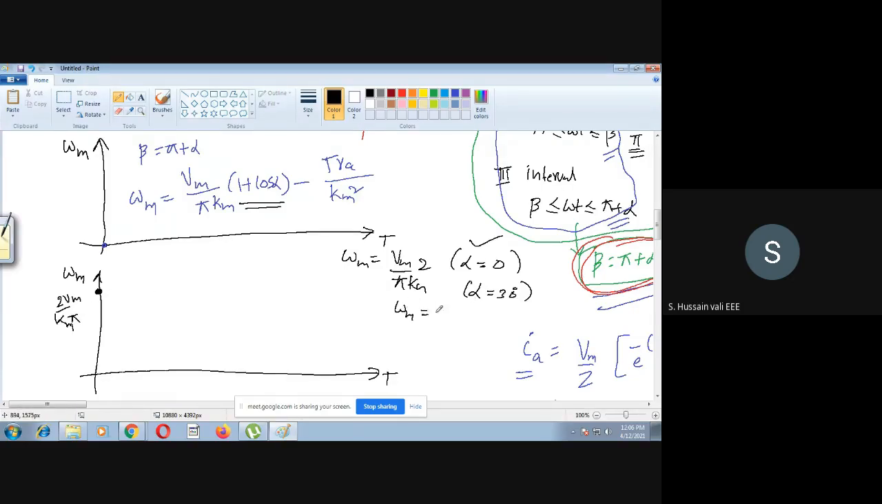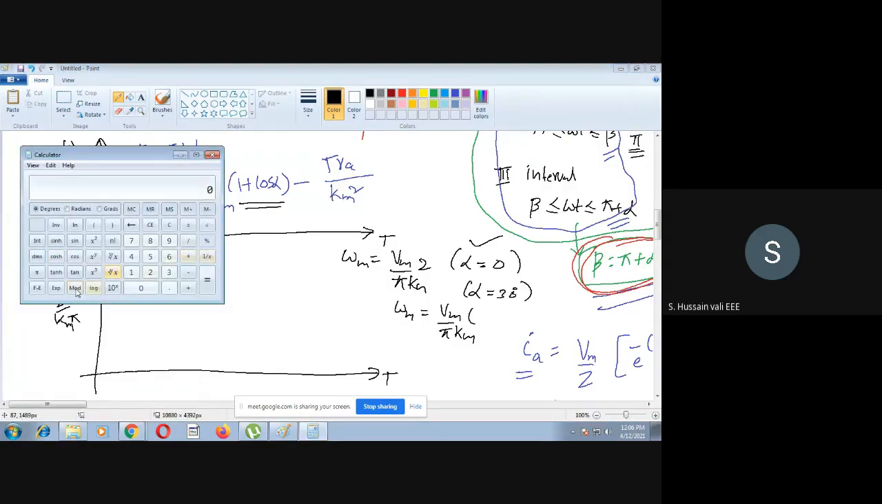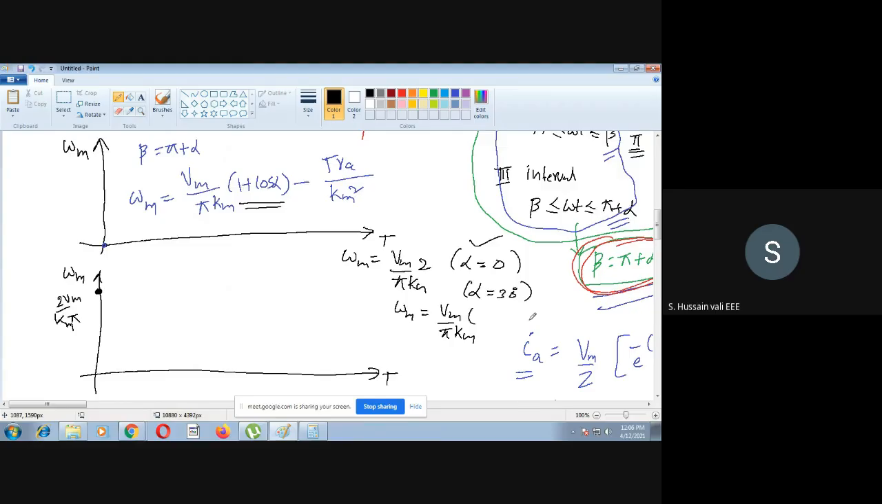In that case, what is omega m? It becomes Vm by pi km. What is cos 30? Root 3 by 2. 1 plus root 3 by 2. So 1 plus root 3 by 2, I want to make it as accurate a value. Root 3 by 2 divided by 2, yes, it becomes 0.866. So 1 plus 0.866 is 1.866. Okay.